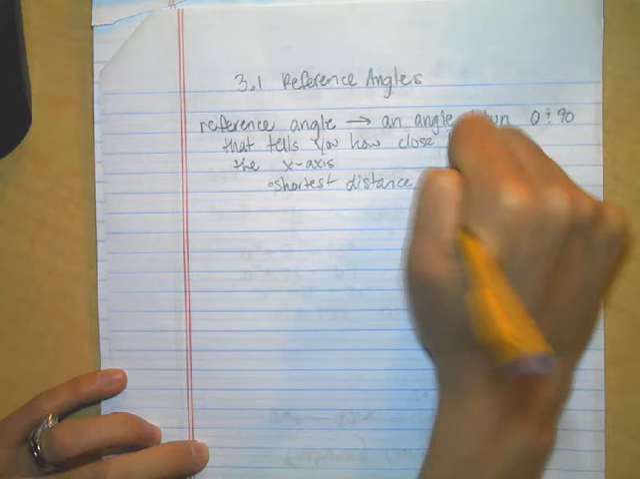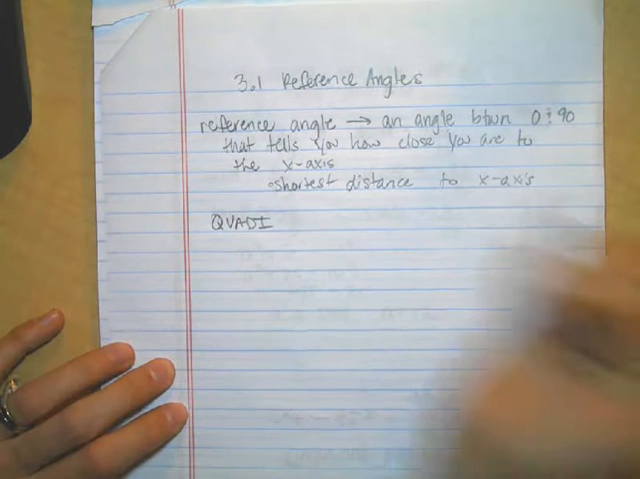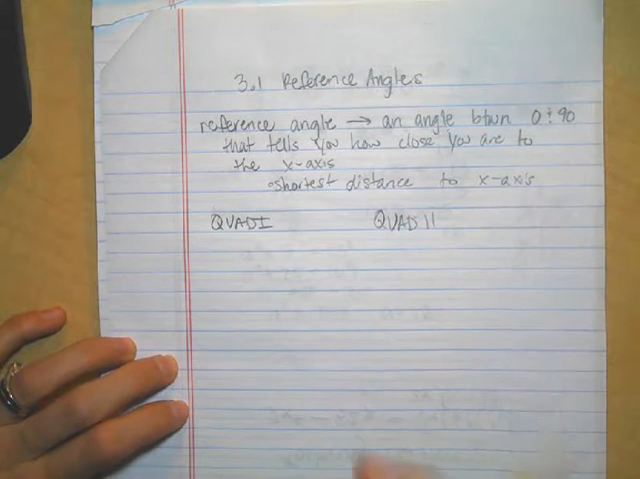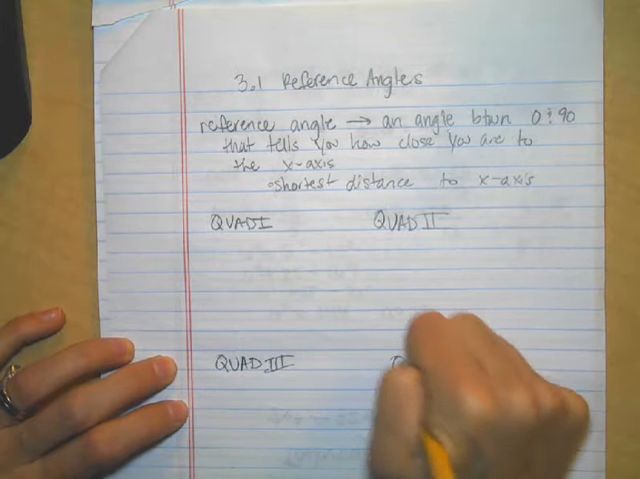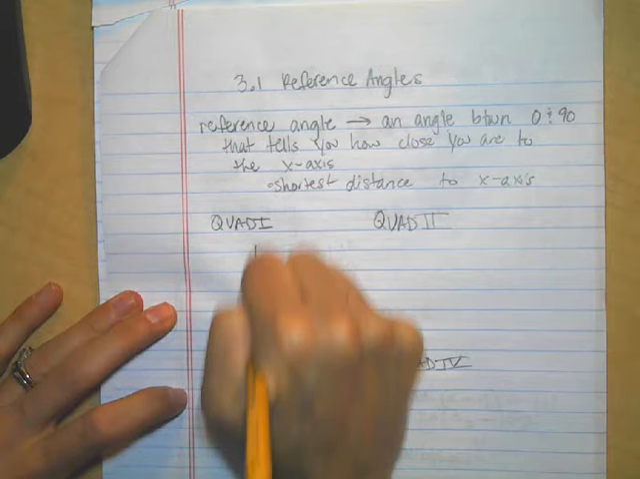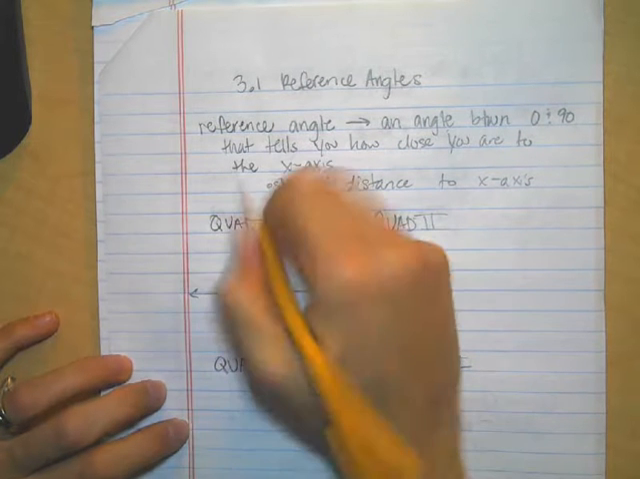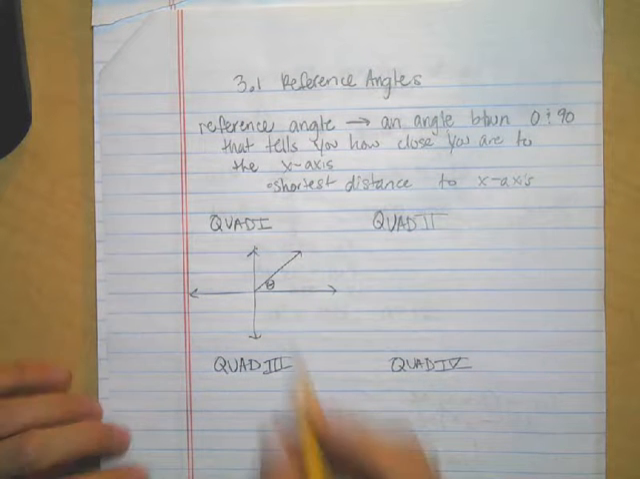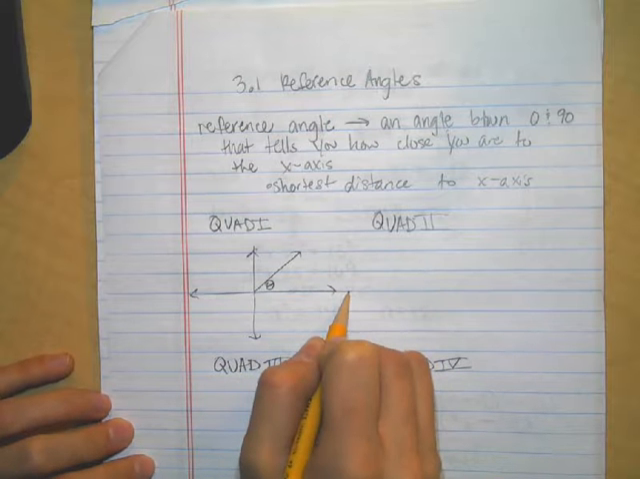So what that means is you have 4 different quadrants, right? Quadrant 1, quadrant 2, quadrant 3, and quadrant 4. So in quadrant 1, let's say I have an angle in quadrant 1, some angle theta, okay? In quadrant 1, what is this right here? What angle is this? What is this one pointing up?